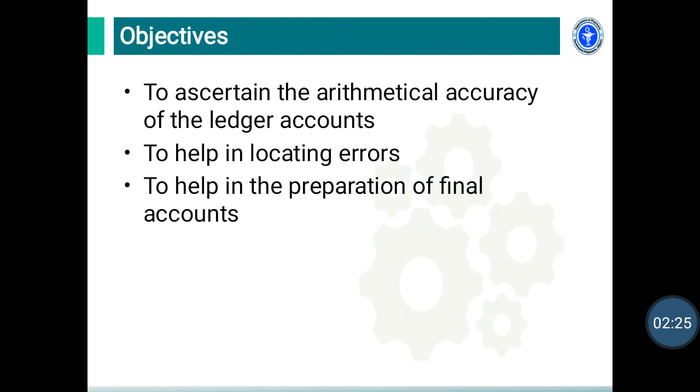Objectives of trial balance. There are a total of 3 objectives of trial balance. The first objective is to ascertain the arithmetical accuracy of ledger accounts. Second, to help in locating errors, and the third is to help in preparation of final accounts. Here we discuss these objectives in detail one by one.